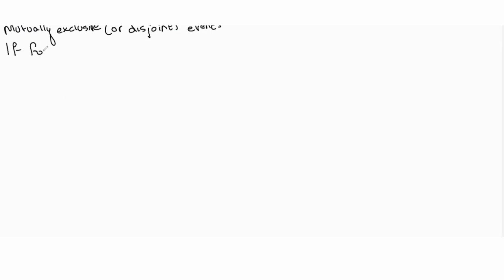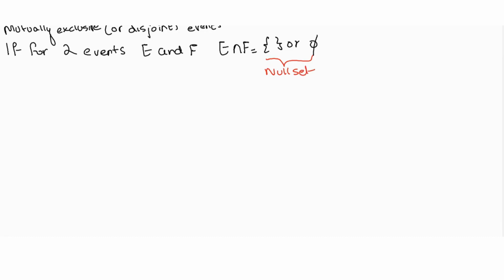Now the idea is that for two events E and F, if E intersection F is equal to the null set, which you can write like this or like this, so both of these represent the null set, which means they have no common outcomes, then E and F are mutually exclusive events.